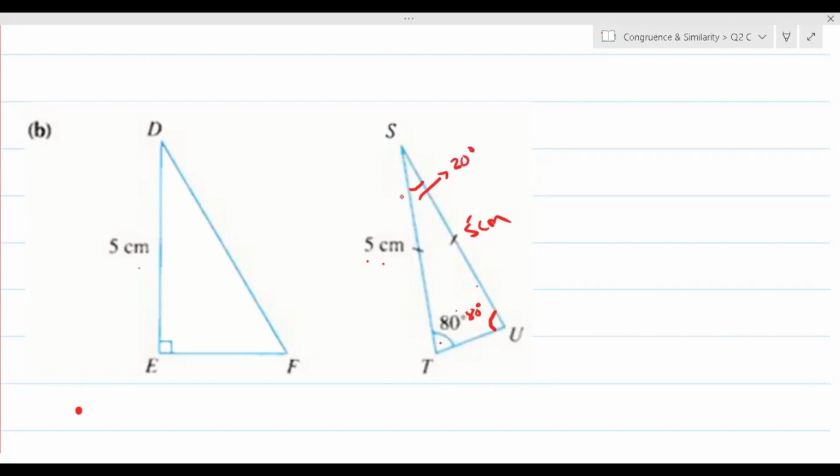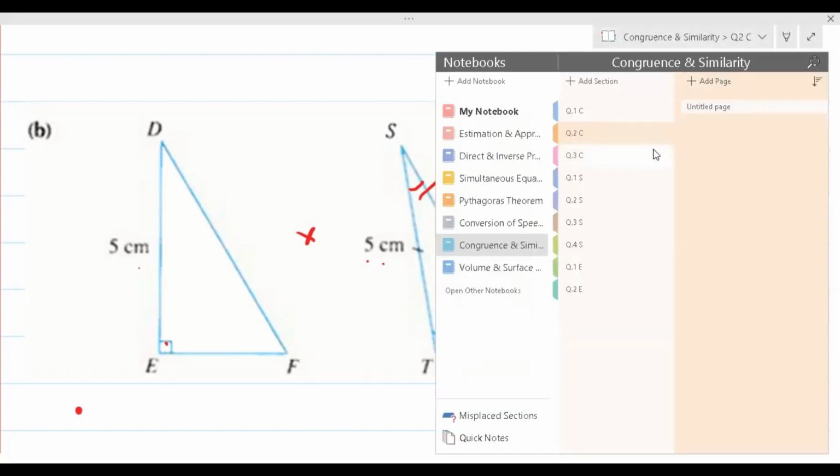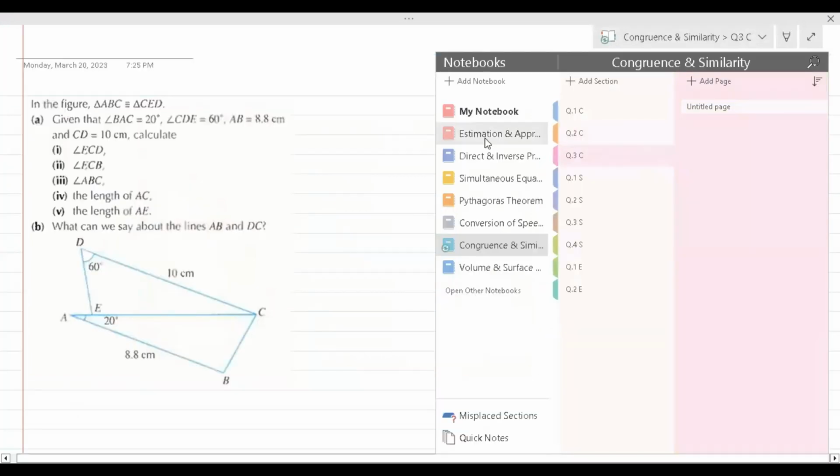20, 80 and 80. None of them is a right angle, which means the two triangles are non-congruent. So your answers here simply can be not congruent. And that is it. Right? So that is how you compare the congruency of different shapes. Let's look at the last question for congruence. उसके बाद हम similarities पे move करेंगे.